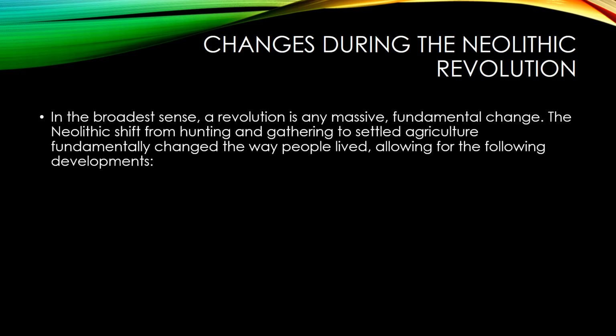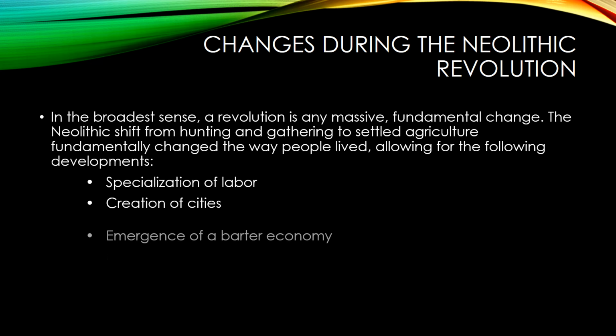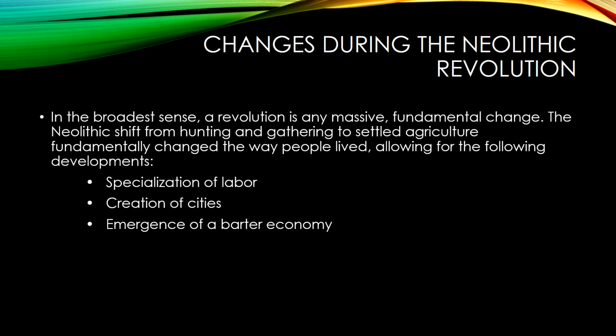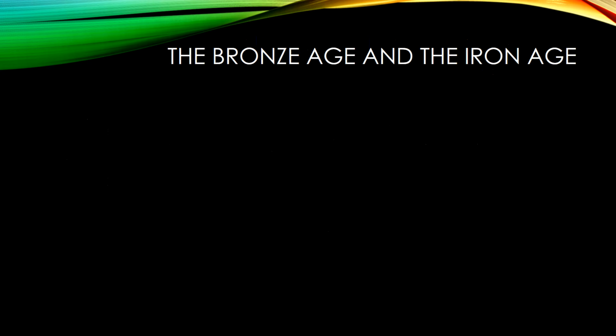Now, the Neolithic shift from hunting and gathering to settled agriculture fundamentally changed the way people lived. This allowed for the following developments. The specialization of labor, which we talked about, and what came out of this specialization of labor. Then we start the creation of cities, this revolutionary movement from moving around as nomads into living in one place, the creation of cities such as Catalhayuk. The emergence of a barter economy. This is what we talked about: out of our specialization of labor came this trade, where you trade things for other goods.